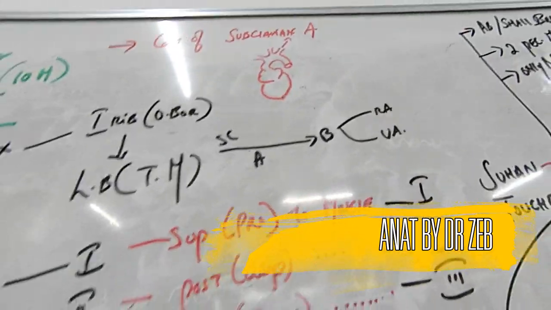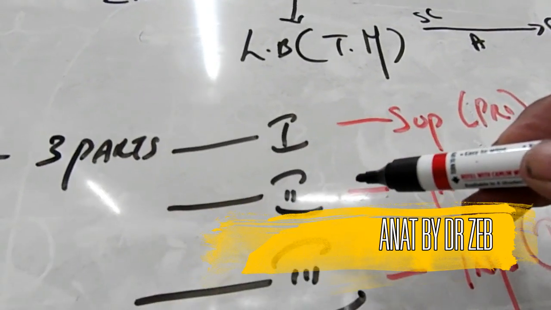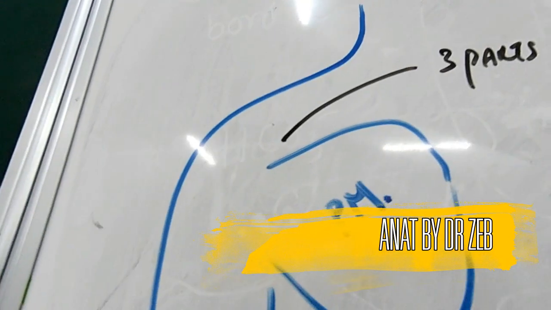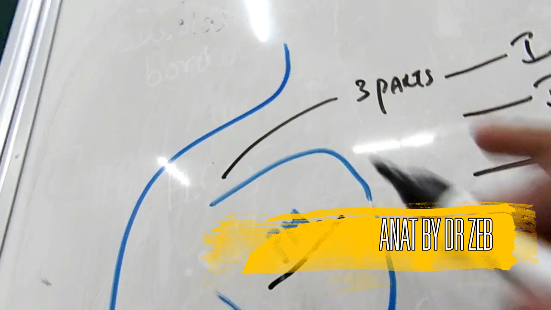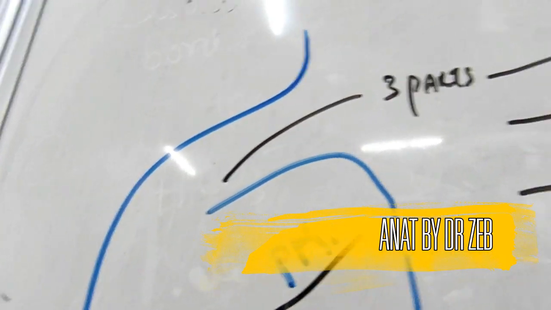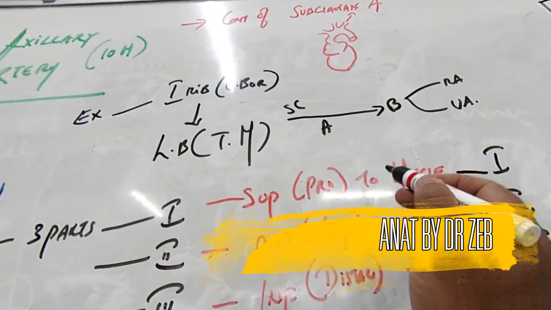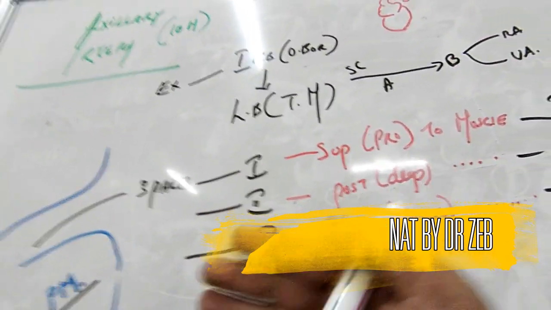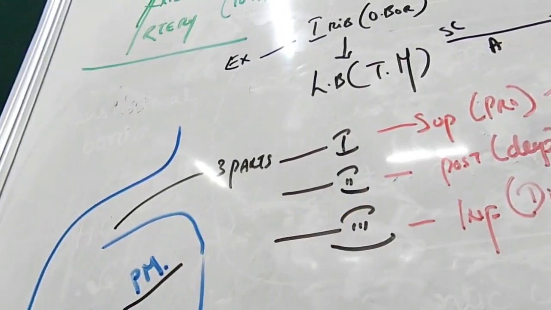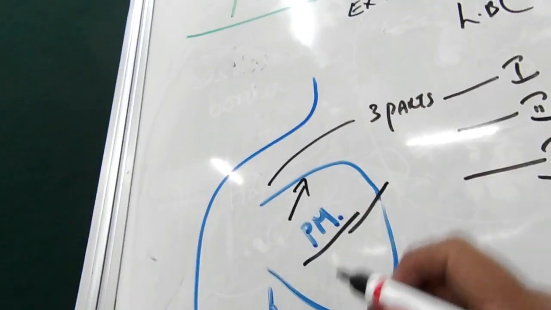This axillary artery has three parts. Very easy it is: the first part, second part and third part, which is divided by the pectoralis major, a big muscle arising from the sternum and clavicle and attached to the humerus. This muscle divides the artery into three parts: the first part, proximal to the muscle; the second part, deep or posterior to the muscle; and the third part, distal to the muscle.